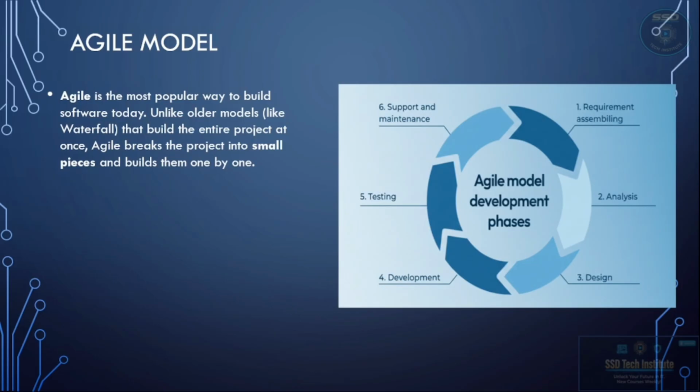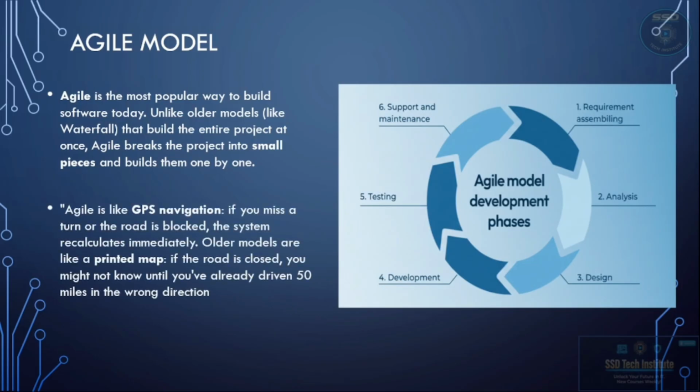Agile is different. It is flexible. Agile is both incremental and iterative. Instead of building the whole application in 6 months, we break it into small pieces and deliver every few weeks. So how does Agile work?